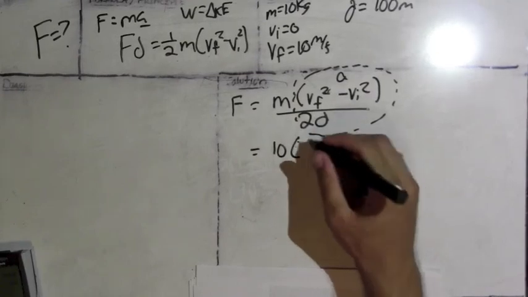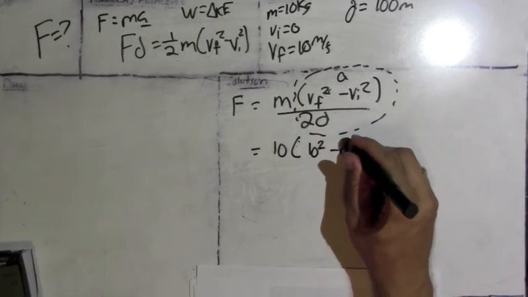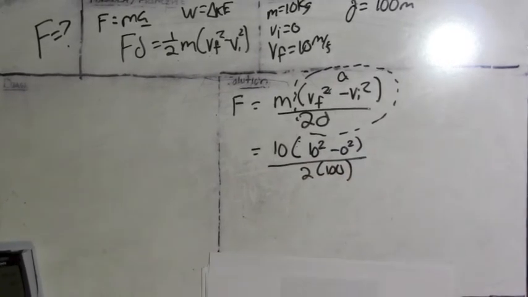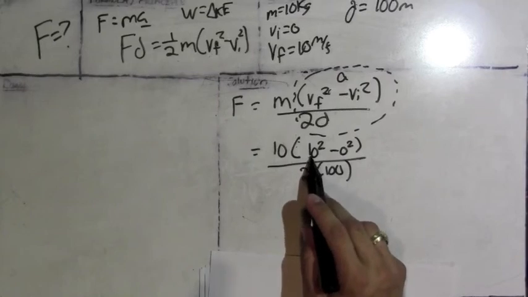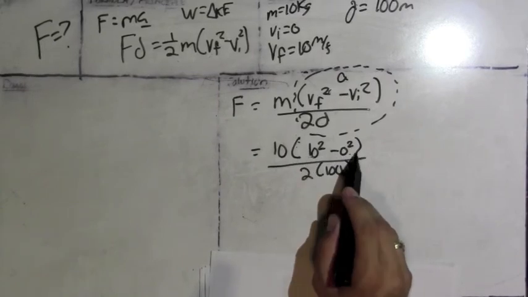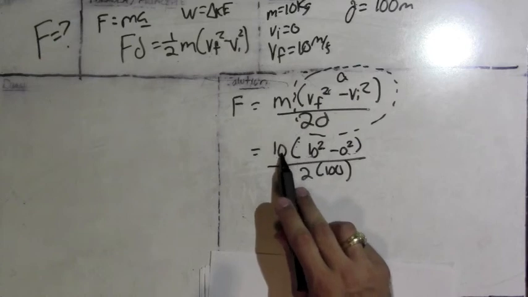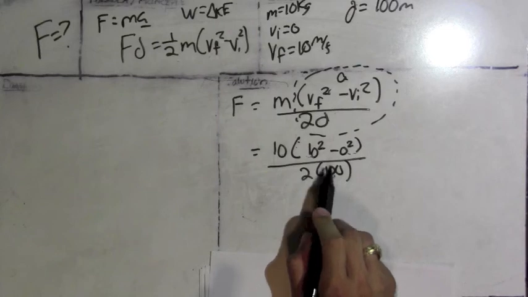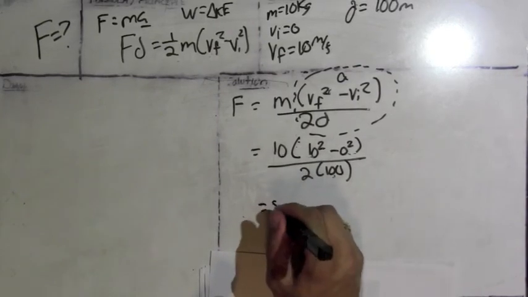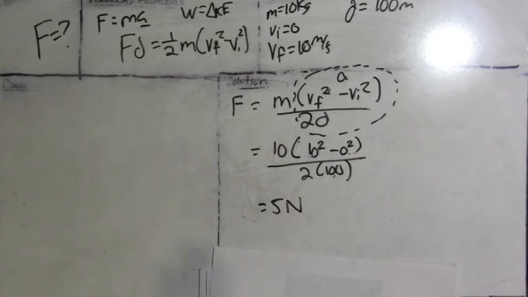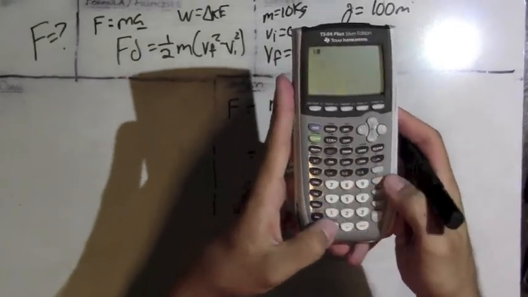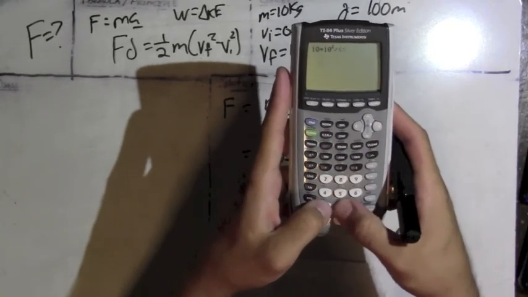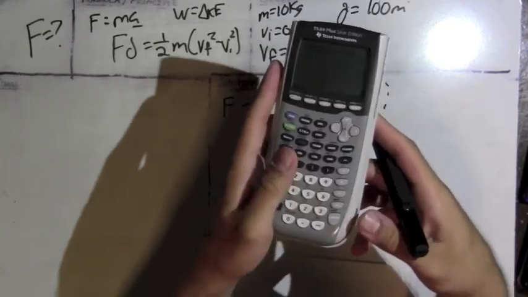But for now we have it all in one step, and we can say that F is equal to 10 times 10 squared minus 0 squared over 2 times 100. So we have 10 times 10 squared minus 0 squared, so this is just 100 minus 0. 100 times 10 is 1,000. 1,000 divided by 100 is 10, and then 10 divided by 2 would be 5. If you're not comfortable with that mental math, we can go ahead and plug it into the calculator. We can say 10 times 10 squared divided by 2 times 100. And we get 5 newtons.